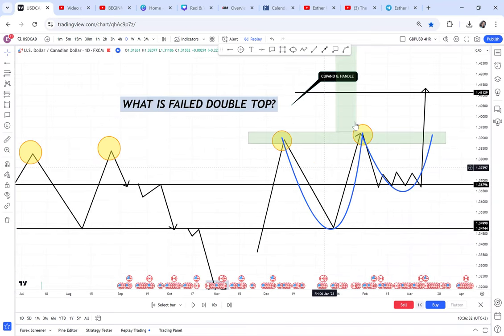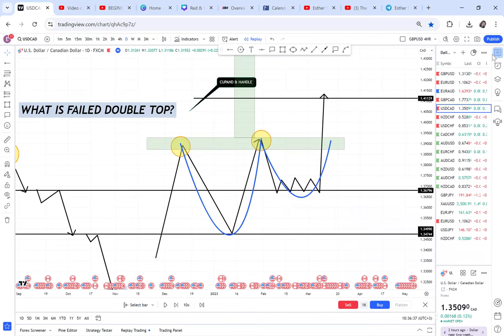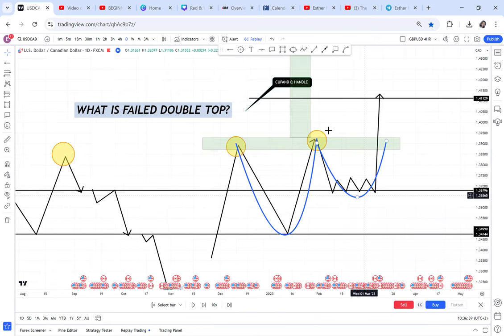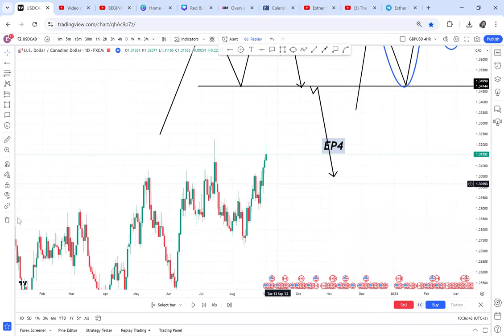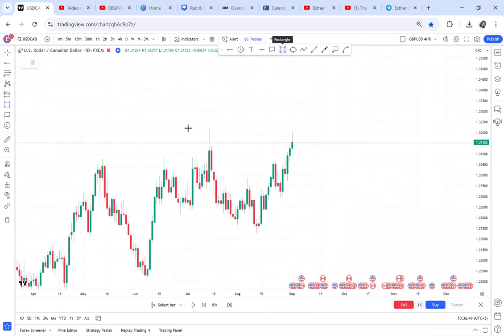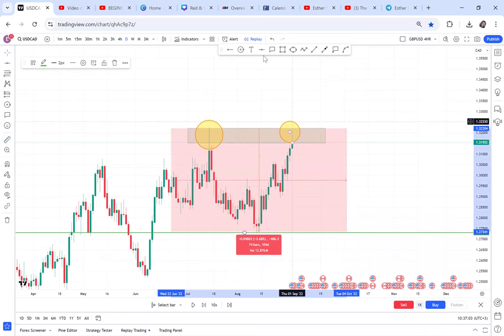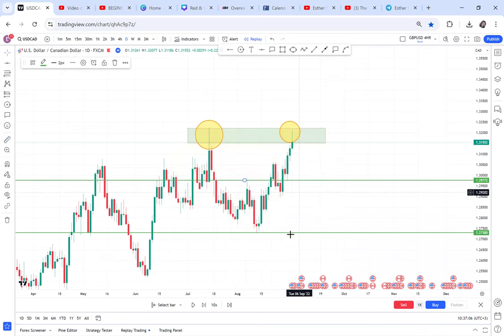Anytime you see a double top that reaches half and refuses to break, it forms a cup and handle. Let me show you with an example. Here we have this very visible double top. I will mark everything: my neckline, and then my half. So I have that, I have everything like that.